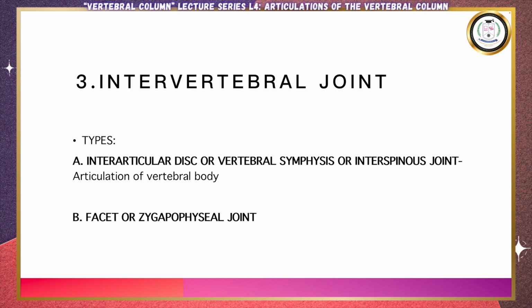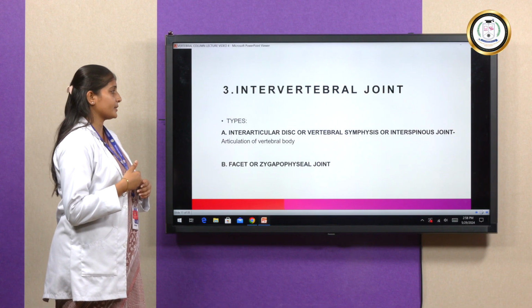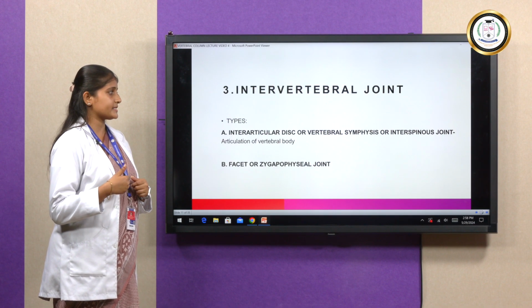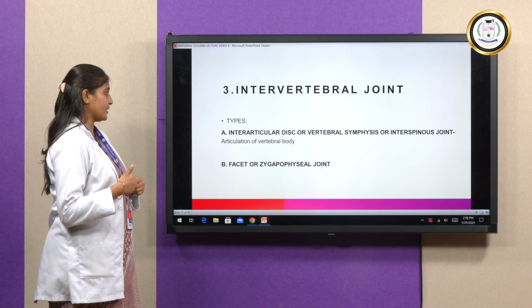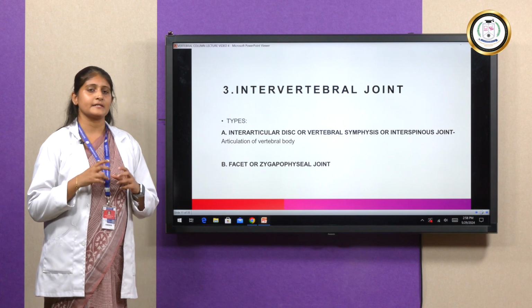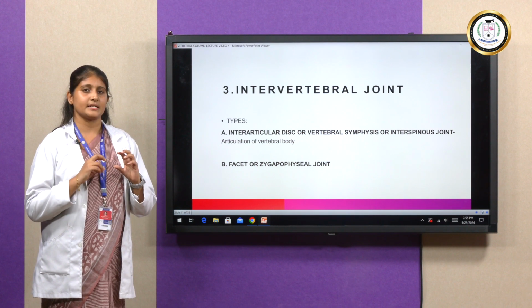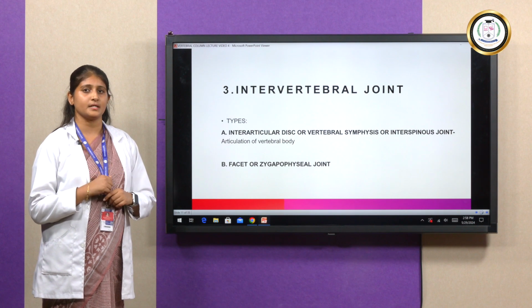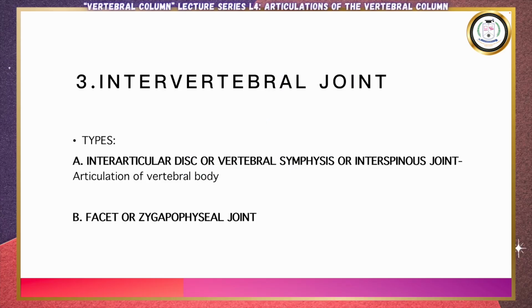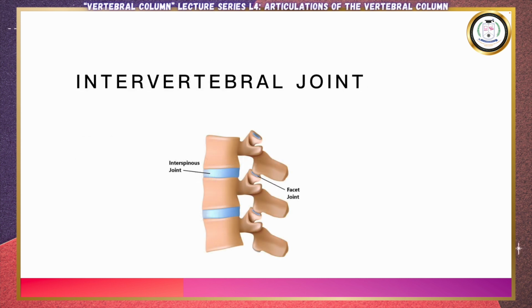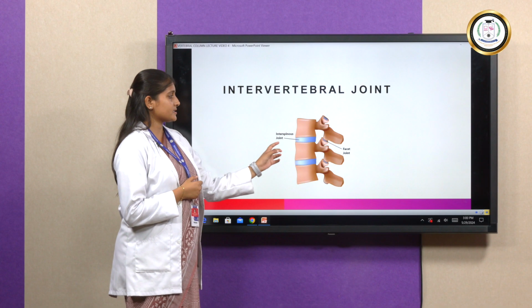Next we will move on to the intervertebral joint. It has two subcategories. The first is the intervertebral disc joint, or vertebral symphysis, which is the junction between the vertebral bodies. Between the vertebral bodies, it has a disc-shaped structure called the intervertebral disc. The next is the facet or zygapophyseal joints. So these are the intervertebral joints. Each vertebra articulates with the adjacent vertebra through these two articulations.